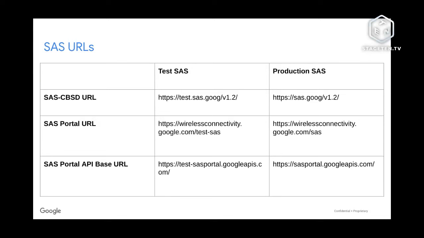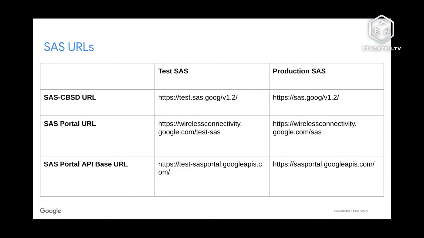So why do I have this slide of all of these URLs? One of the questions that we get most frequently from customers is how to get access to all of the different pieces of the SAS. So the first item, the SAS CBSD URL, is the URL that you need to put into either your CBSD or your domain proxy in order to connect with the test SAS or the production SAS.